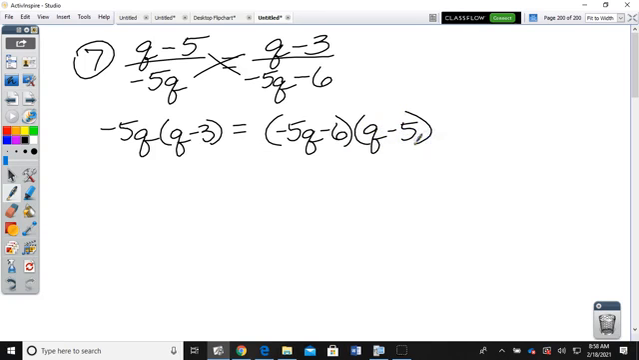Wait, can we always cross multiply? When they are proportions, yes. If you had something different on the end, it would not be a proportion. Okay? You maybe forgot about it. That's okay.